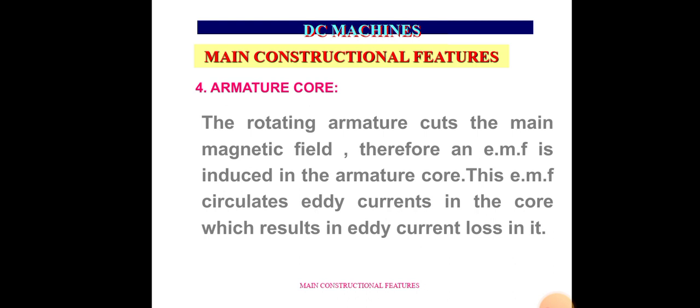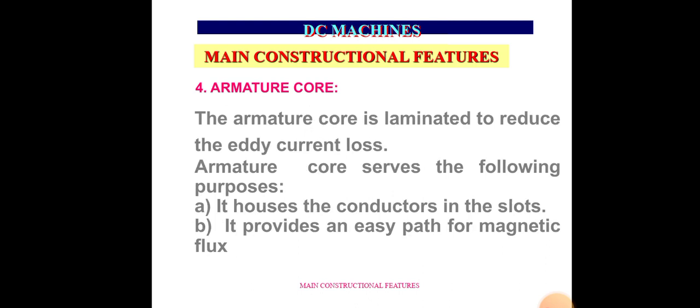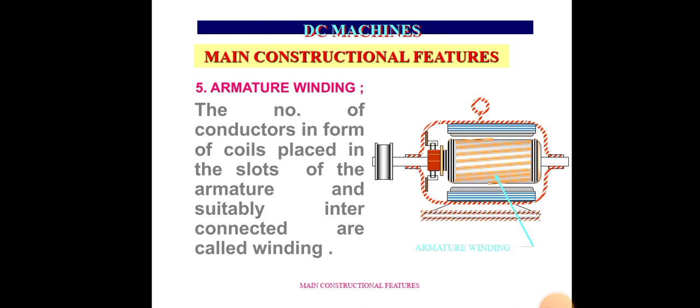The rotating armature cuts the magnetic field. Therefore, an EMF is induced in the armature core. This EMF circulates eddy currents in the core, which results in eddy current loss in it. The armature core is used for the following purposes. It houses the conductors in slots. It provides an easy path for the magnetic flux.